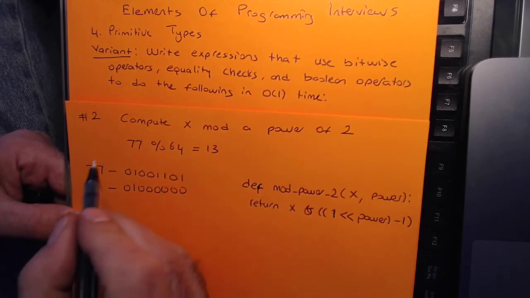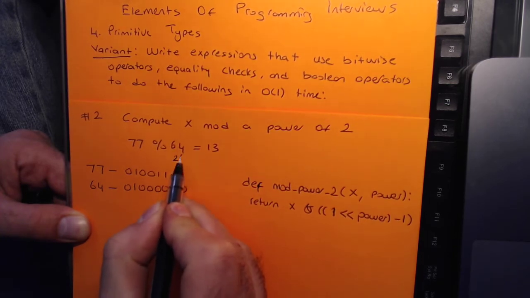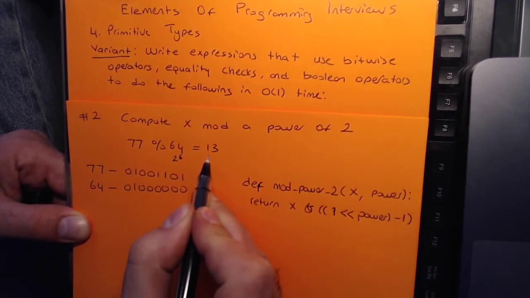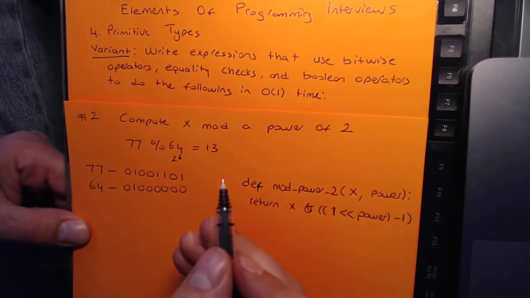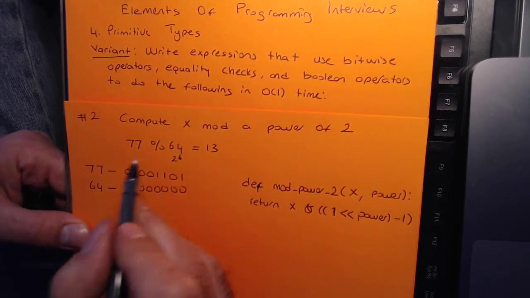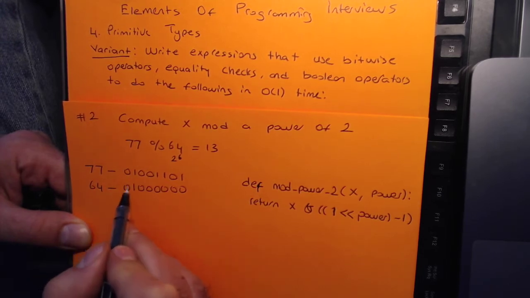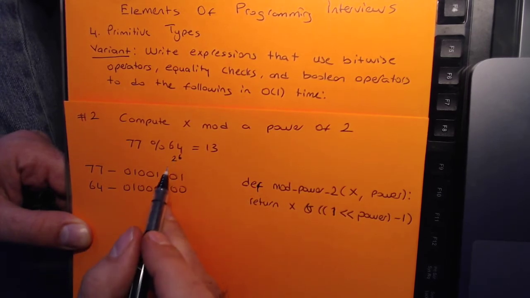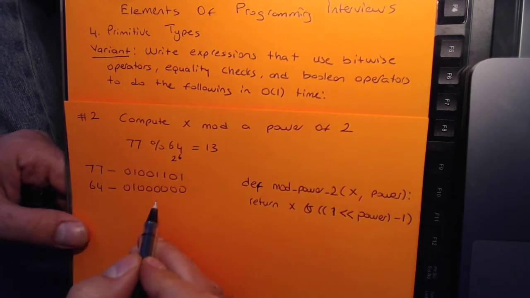What that means is 77 modded with 64, which is 2 to the 6, will give you a remainder of 13. When we go through this type of question, it is really important to write down some examples. They're already giving us an example. So if you have 77, this is the binary representation, and for 64, which is the mod that we are taking, this is the binary representation of that number.